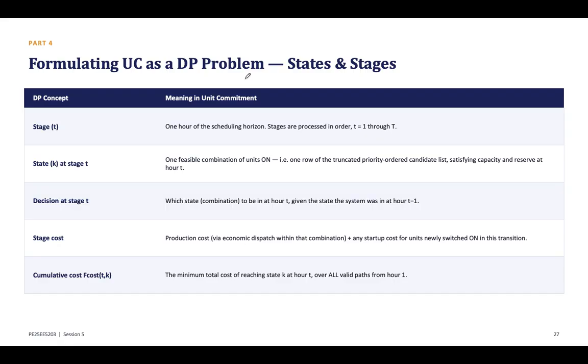So the cumulative cost, F cost of t comma k, is the least total cost of arriving at k at hour t. The definition is crucial here. The algorithm does not store every route that reaches state k. It stores only the cheapest valid route. The identity of the best predecessor is stored as well so that the complete optimal schedule can later be reconstructed.